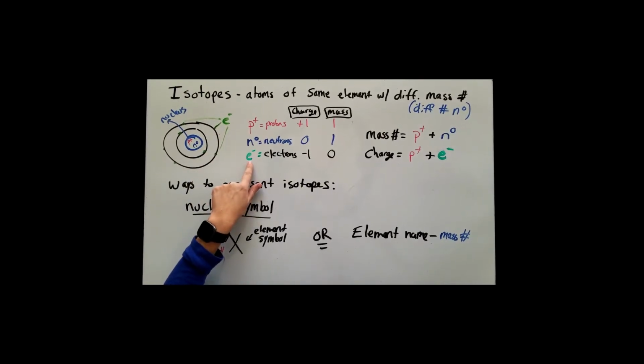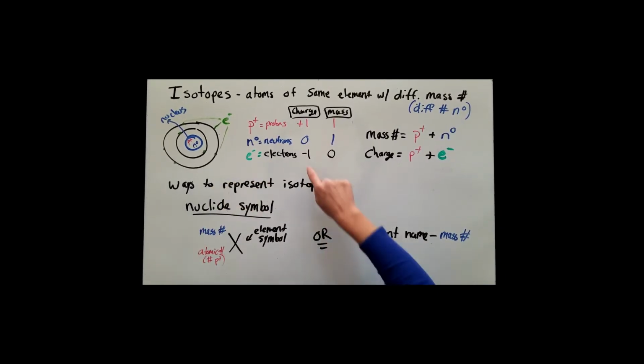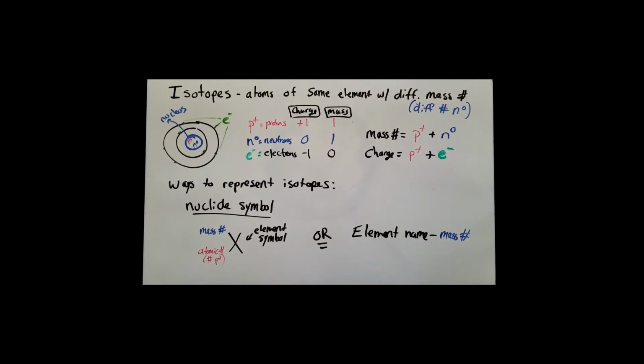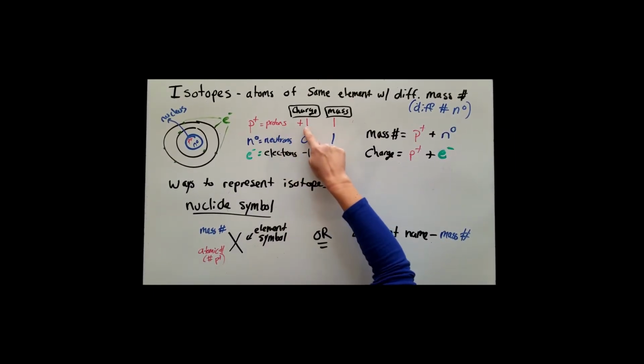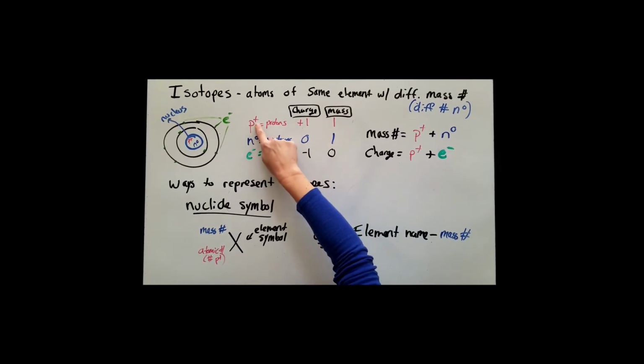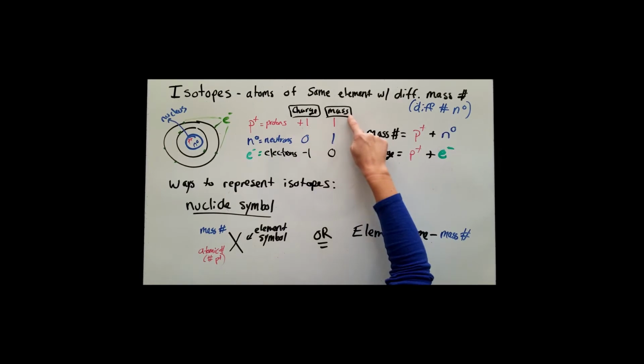Electrons are often represented with this E with a negative sign, because electrons are negatively charged. So let's look at the properties of these three subatomic particles. Protons are centered in the nucleus, and they have a +1 charge, which is why they're represented with a P with a plus. Their mass is 1.